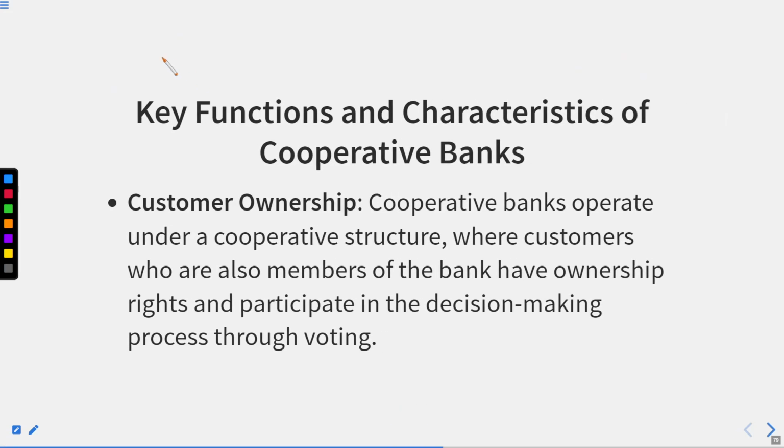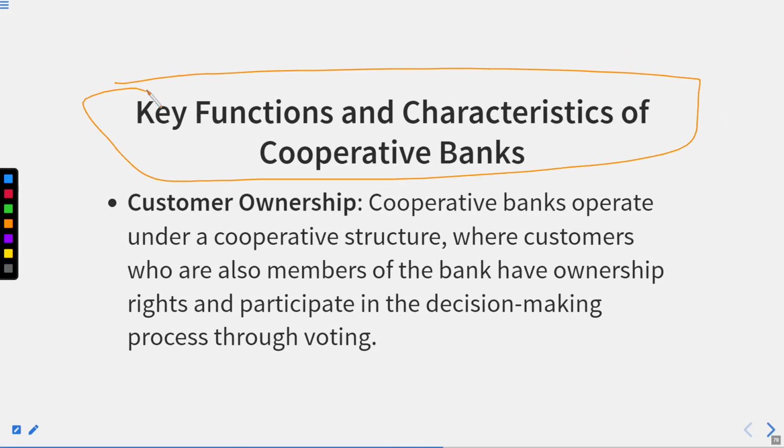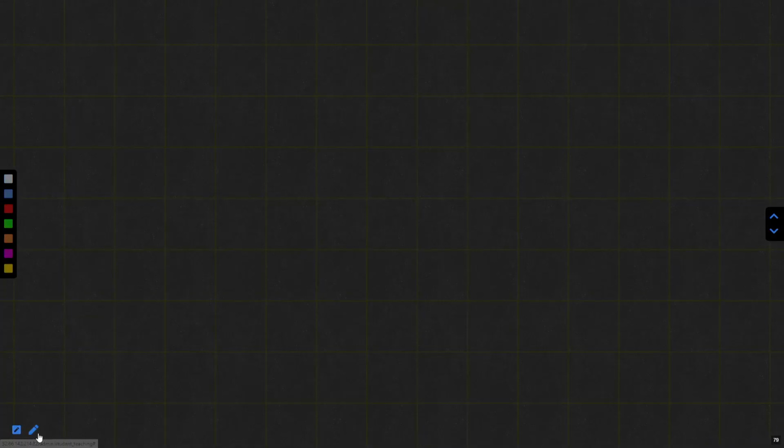Okay. Thereafter, now we are going to talk about the key functions of the cooperative banks. The first is customer ownership. Alright. So the cooperative banks operate under the cooperative structure where customers who are also members of the bank have ownership rights and participate in the decision making process through voting. Why? Because cooperative banks are generally established by money pooling.